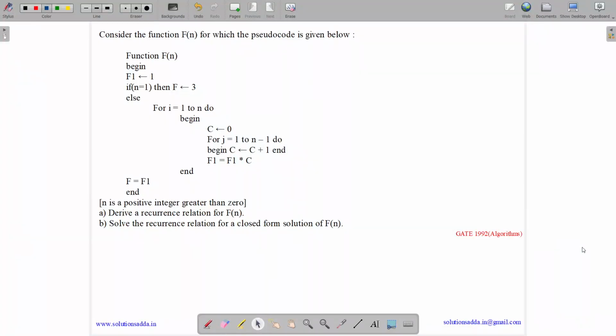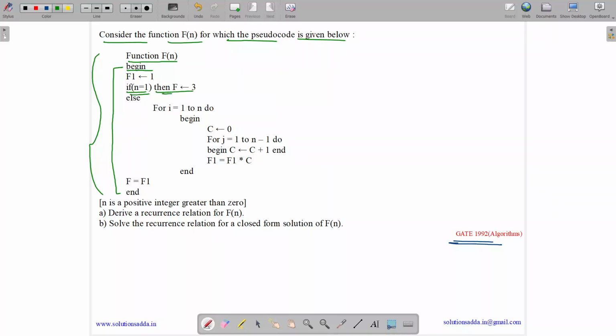This question belongs to algorithm subject and was asked in GATE CSE 1992. So the question states, consider the function fn for which the pseudocode is given below. So this is our function fn. So this is the definition of the function. We have begin followed by end. Then first we create a variable f1 and assign a value 1 to it. Then if n equals 1, then the value of f we store as 3.